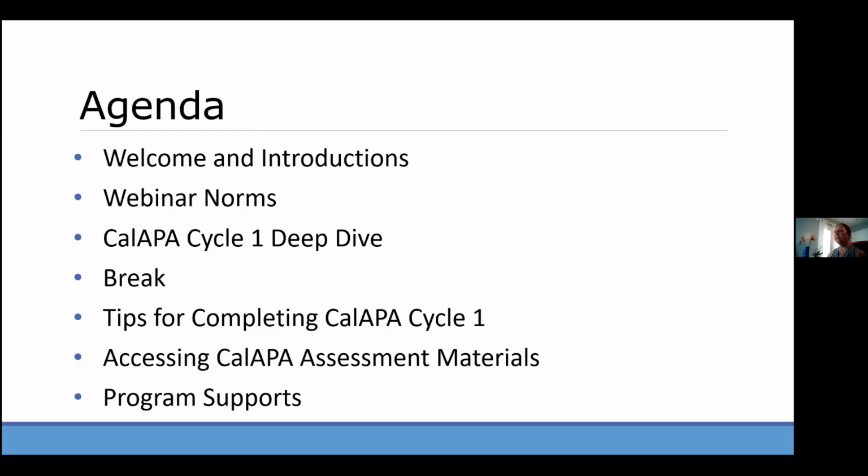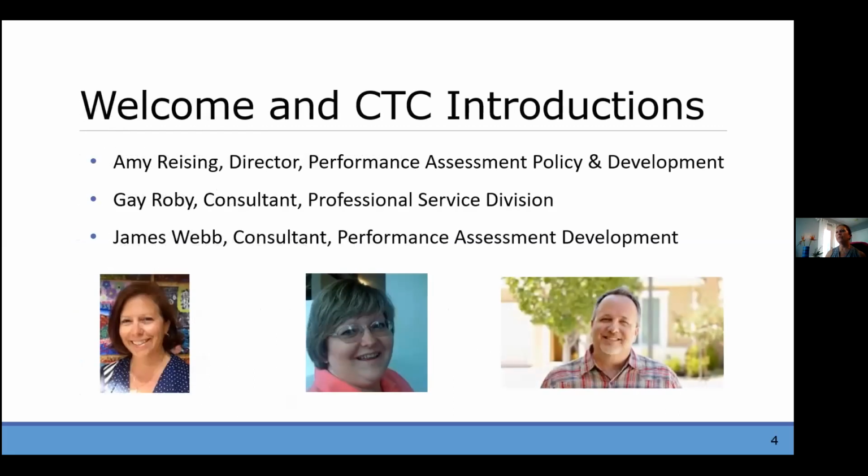We'll come back together and then get even more specific with additional tips for supporting your candidates as you help them move through Leadership Cycle 1. And then we'll talk about how to access all the materials again, just to make sure that you are well aware of all the materials that are available to support your work with candidates and other faculty. And then finally, we'll talk about additional program supports that are headed your way later this fall. And with that, we'll go to the next slide.